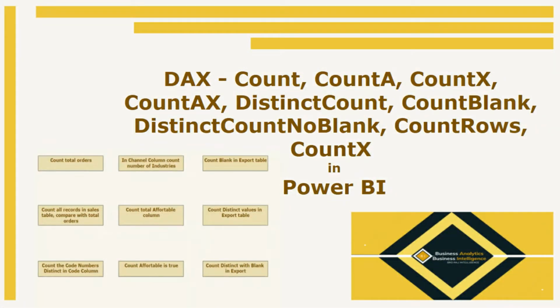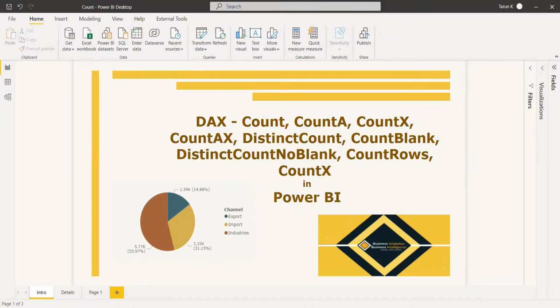In this video, we will be discussing the difference between Count, CountA, CountX, CountAX, DistinctCount, CountBlank, DistinctCountNoBlank, CountRows, etc. We will have a simple example, and with respect to that example, we will be seeing the difference between all these kinds of count. Basically, Count is used to count the number of rows in a table where a specified column has a non-blank value. But in this example, we will be seeing the number of rows which have blank values as well.